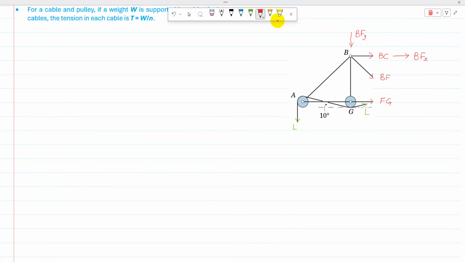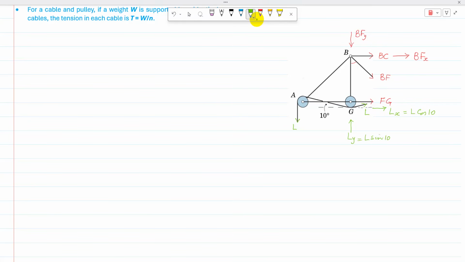Okay, to find BFX and BFY, we need to find this angle here, which is theta, and then L has two components. L has one component acting vertically upward, which is LY, and the other component acting horizontally towards the right, which is LX. Because the angle here is 10 degrees, the angle on the other side will also be 10 degrees. So Lx becomes L cosine 10 degrees, and Ly is L sine 10 degrees.